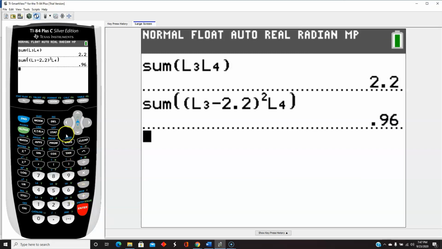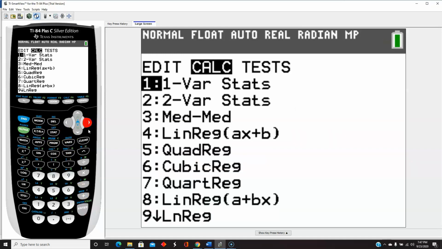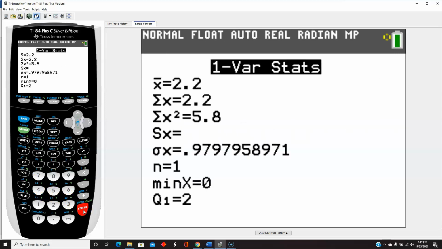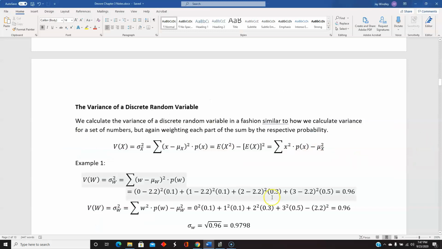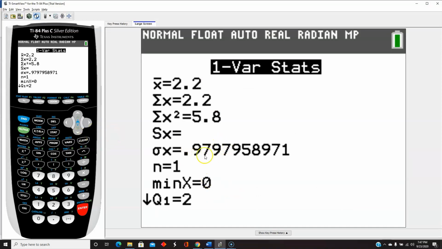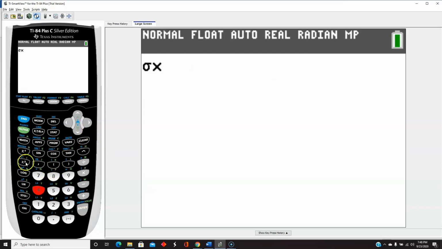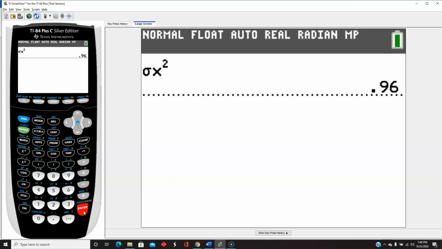There's yet another way to do this on the calculator. If you press stat calculate one variable statistics, you can tell the calculator to use the values that are in list 3, but use the probabilities that are in list 4. And when you calculate doing this, there's your mean of 2.2, and there's your standard deviation of 0.9798, which was the same standard deviation we got over here. And then if you want to square this standard deviation to get variance, you can go vars, statistics, sigma, and then square it, and there's our variance of 0.96.